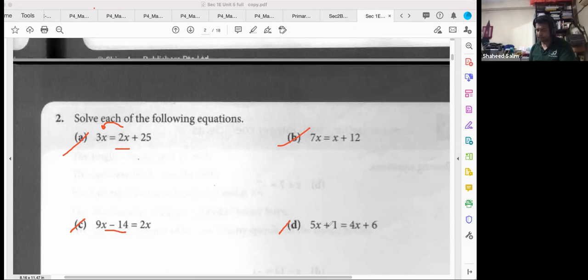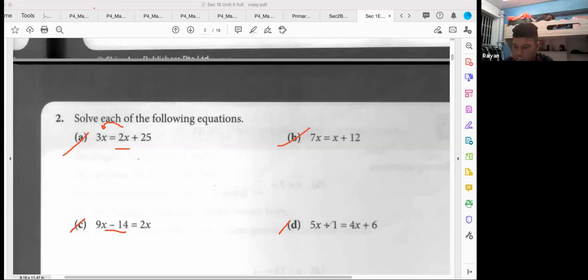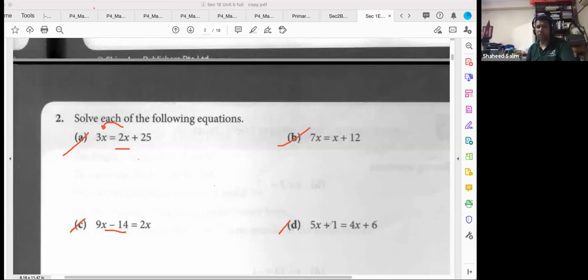D. X equals to 5. Congratulations. Can you see now? It's not so tough, huh? You just need to be confident.